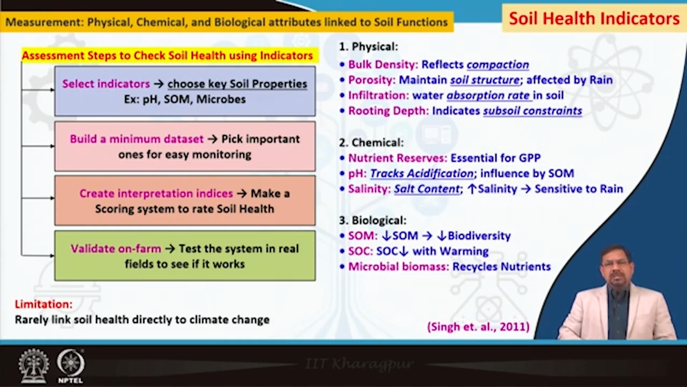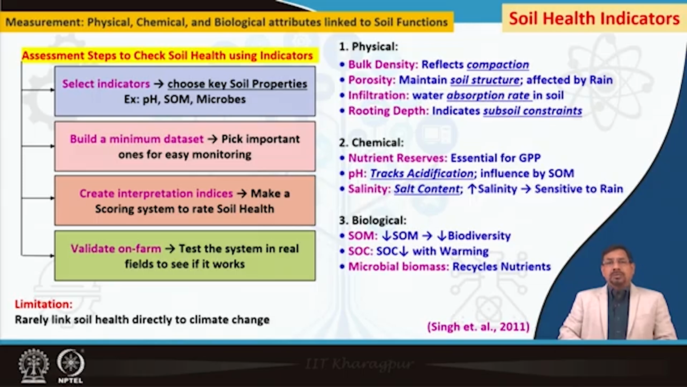As far as the chemical behavior is concerned, we can pick a few of these reserves as far as nutrients are concerned. We all know about NPK. If we pick a few of them, we can also try to relate them to productivity, the gross primary productivity or GPP. Then pH, which tracks the acidification, also gets influenced by the soil organic matter. Salinity means the salt content in the soil, and it is also sensitive to rain.